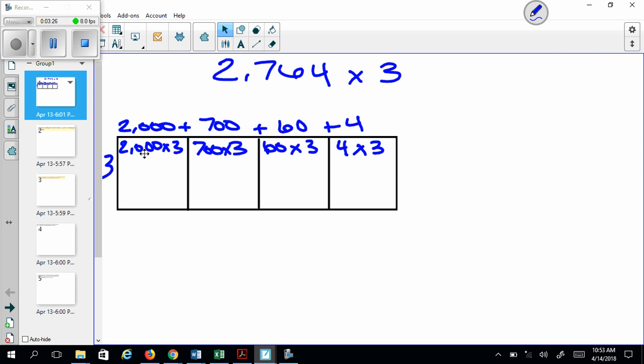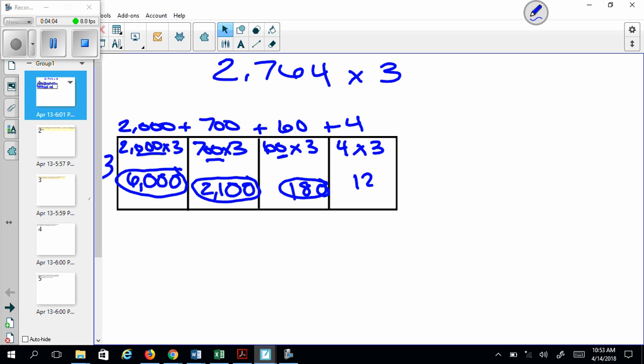So now remember our trick. We have 3 zeros here, so we're going to put those 3 zeros down so we don't forget. And then we do 3 times 2. 3 times 2 is 6, so that answer is 6,000. We have 2 zeros here, so we're going to do 1, 2 zeros. 3 times 7 is 21, so I have 2,100. 60 times 3, I have 1 zero. 6 times 3 is 18, so I have 180. And then 4 times 3 is 12.